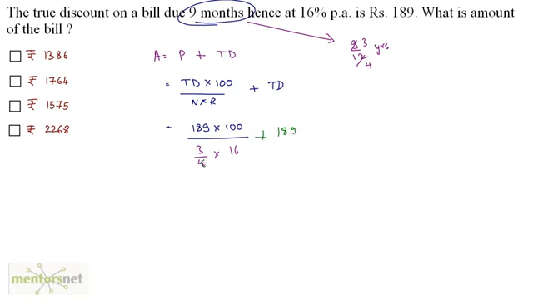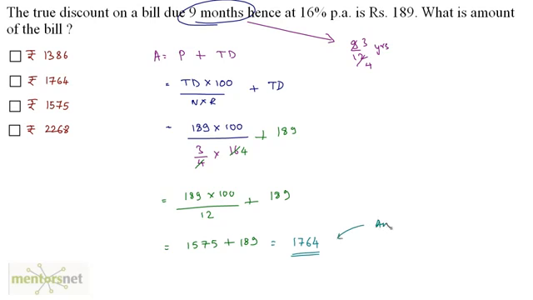Okay, now 4 times 4 is 16, so this can be written as 189 times 100 divided by 3 times 4 is 12, plus we have 189. This part when solved will give you 1575, plus you have 189, and 1575 plus 189 is equal to 1764. Right, so this is the amount or the sum of the bill. So option B is the correct answer.